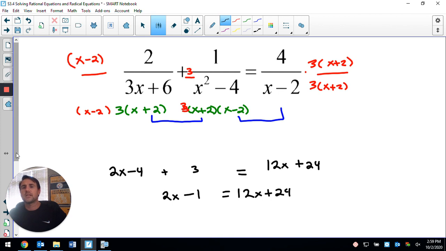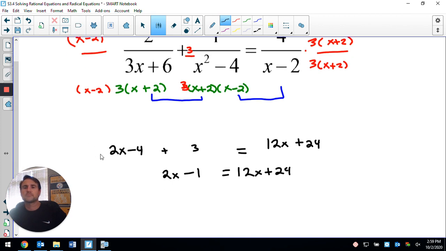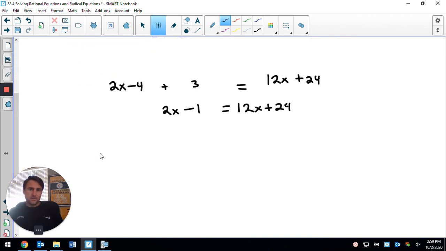Okay, scroll this down a little bit. All right, let's see what we can do. We can subtract these 2 x's to that side of the equation. That'll give us 10 x's plus 24.